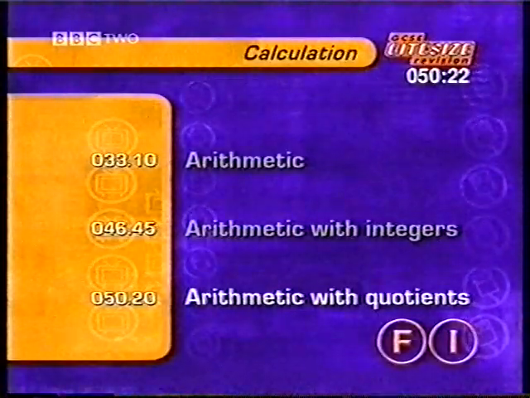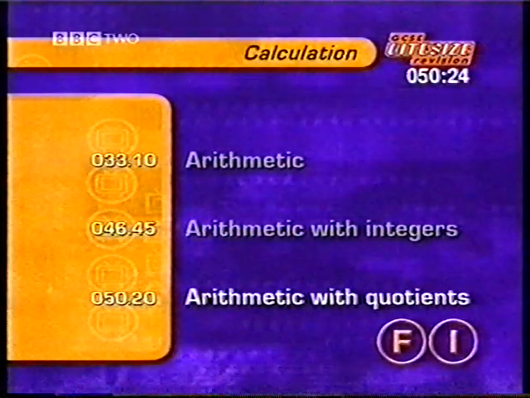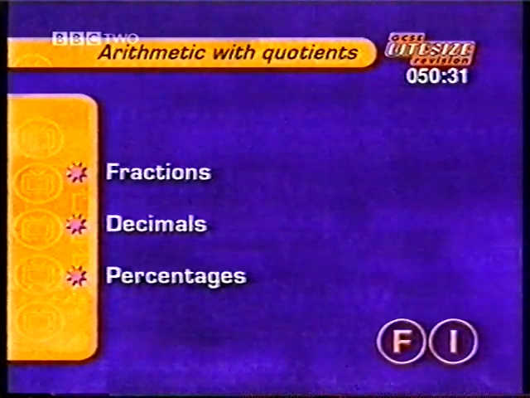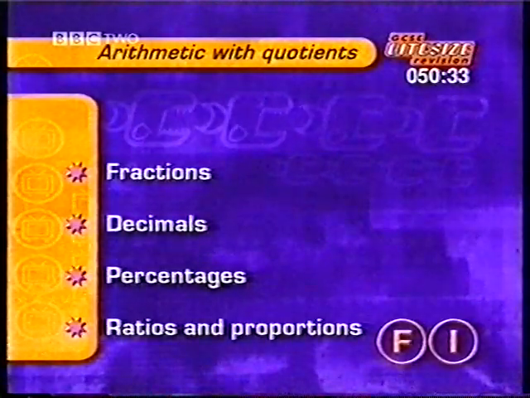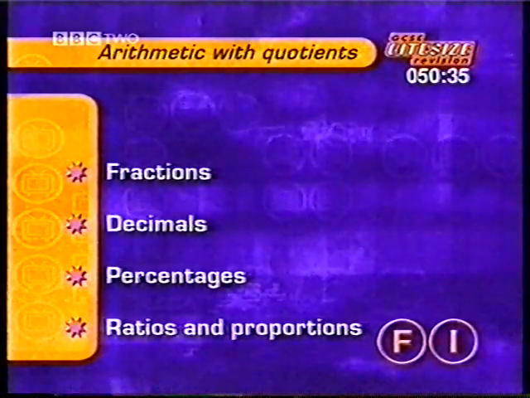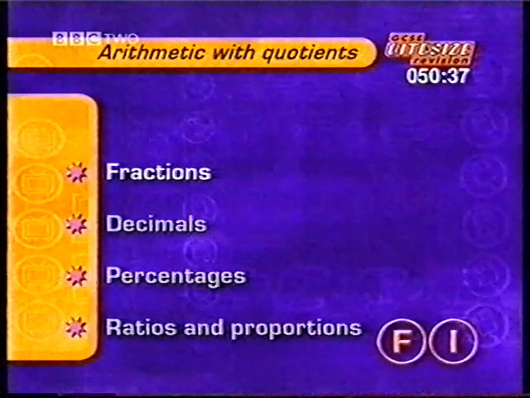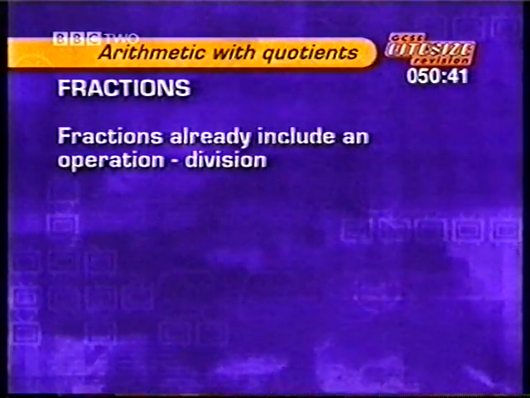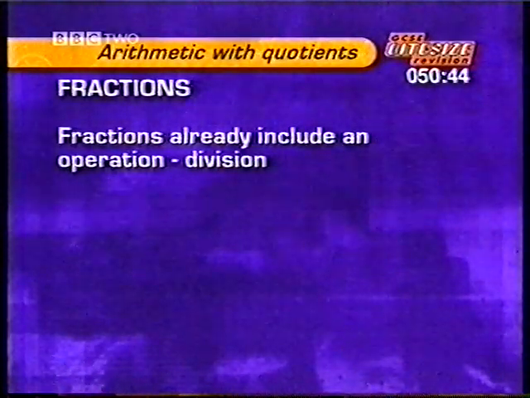Next, arithmetic with quotients. Quotients involve division and can be fractions, decimals, percentages, or ratios and proportion. First, let's look at arithmetic with fractions. Fractions don't follow the same rules as whole numbers because they already include a division.